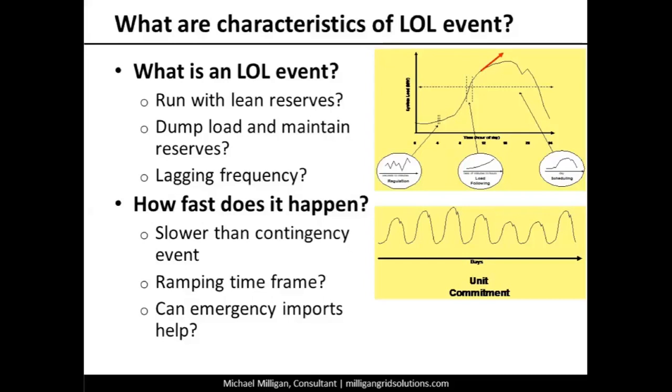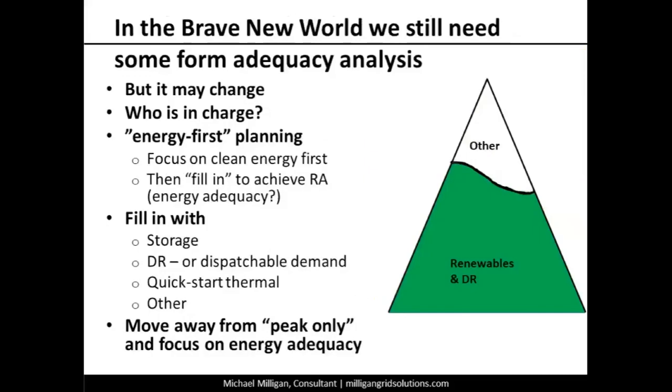Do I run with lean reserves and continue to serve load? Of course, if I do that, I risk a blackout. Do I dump some load and keep my reserves so that I can minimize a blackout? Do I let frequency lag, voltage lag? Those are all questions I'm not going to answer, but utilities have a different viewpoint of which of these is the right way to go. But when we think about resource adequacy and a loss of load event, I think it's really important to keep those things in mind. So I think we're going to always need to do some form of adequacy analysis.